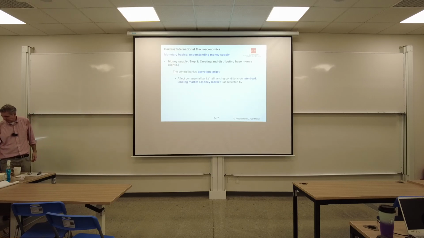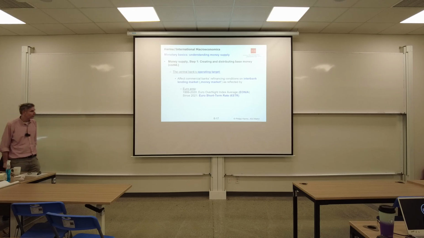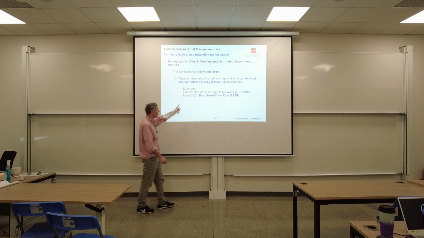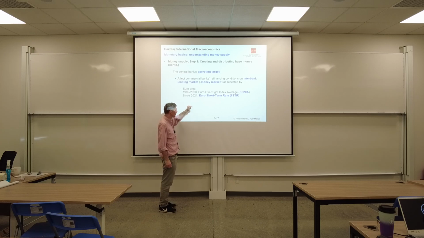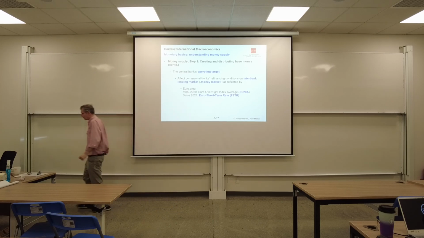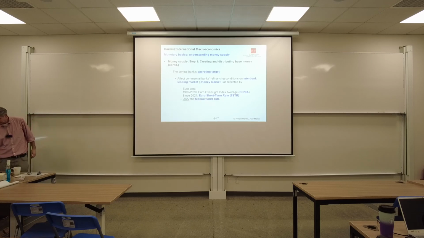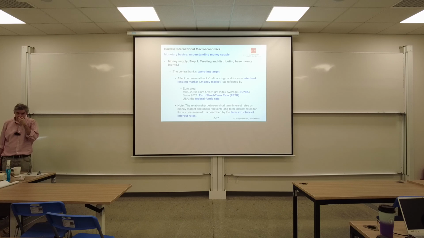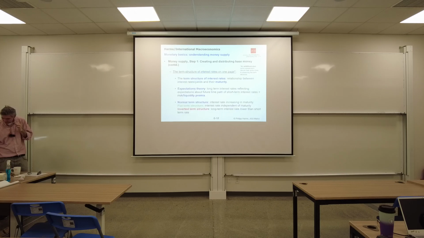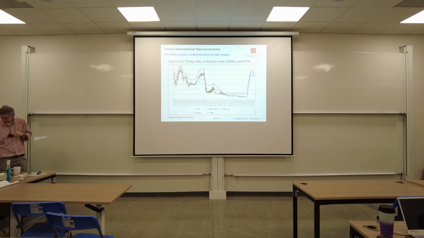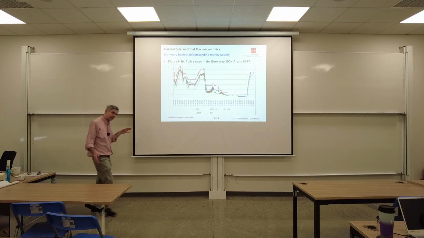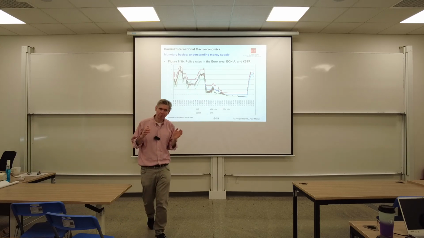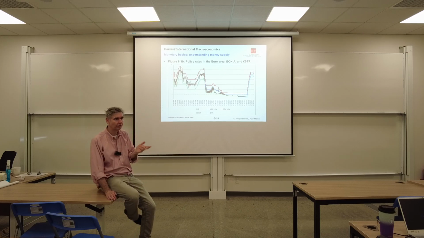The central bank's operating target is to affect commercial banks' refinancing conditions on the interbank lending market, the so-called money market, as reflected by the euro short-term rate. It used to be called EONIA, but it has recently been replaced by the euro short-term rate. So this is very important to see, right? In the United States, it's called the federal funds rate. Now, the bottom line is, let me skip the term structure. The bottom line is there is a money market, which is a market where commercial banks exchange liquidity.